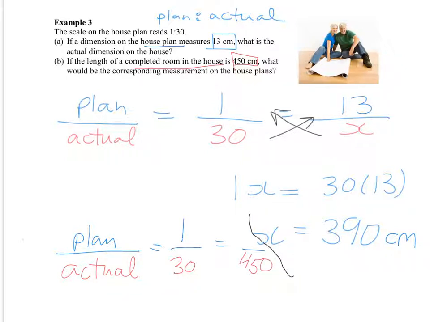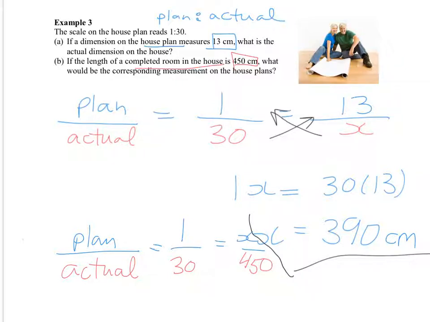Just draw a line there. Okay, so that becomes our X, because the question is saying what would be the corresponding measurement on the house plans. So we want to know the house plan, we don't know it, so we put our X there.